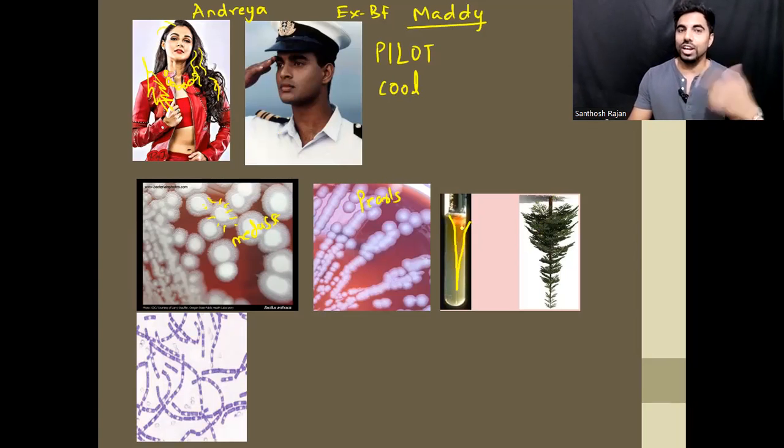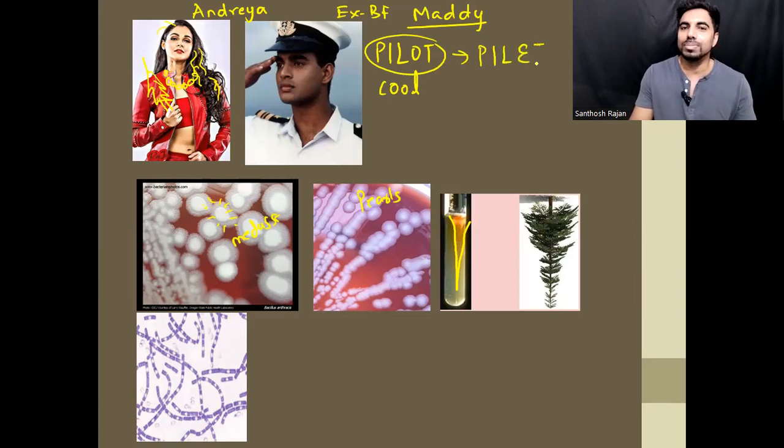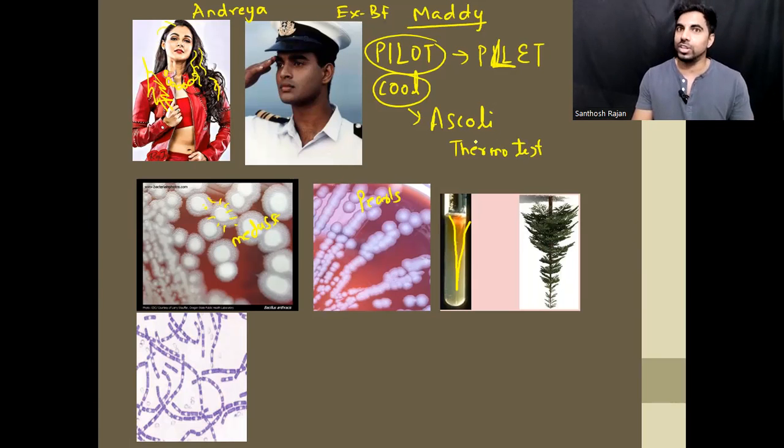Okay, listen carefully. Now we're going back. Why did I say pilot? Because the selective media for Bacillus anthracis is PLET media. It's not pilot, it's P-L-E-T media. Cool. Why did I say cool? Ascoli. You have the Ascoli thermoprecipitation test. Don't forget the Ascoli thermoprecipitation test. Okay, that's not a culture media. It's a type of test.